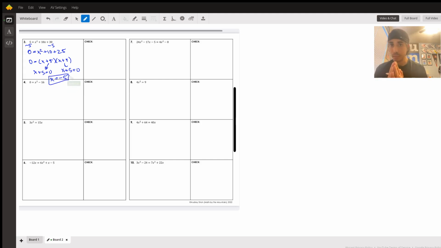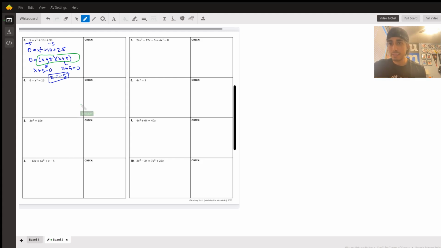And that's fine. Sometimes if they're a perfect square, once you get everything on one side, that means both of our factors are the same, so we're only going to get one solution, because when we set them equal to 0, it gives you the same number. Cool. All right. Number 4, what do we got?